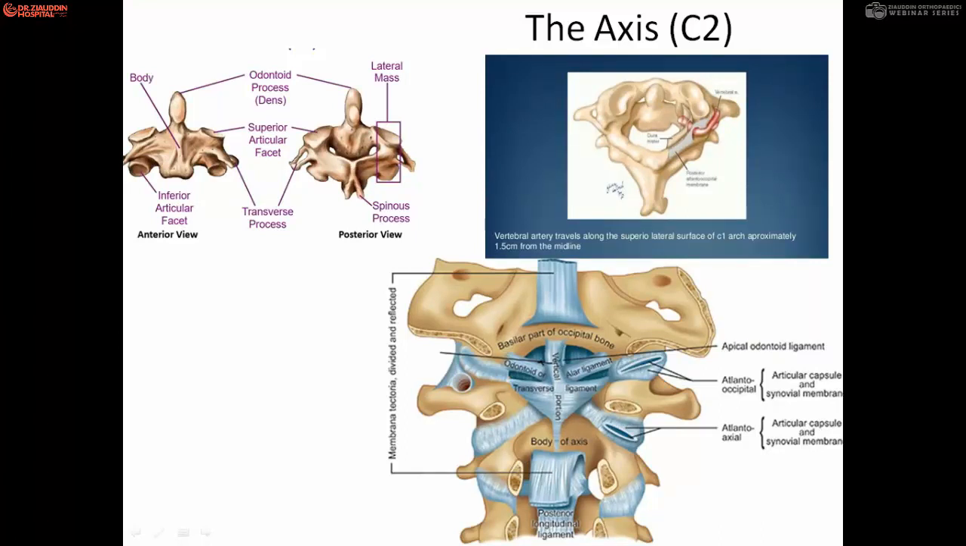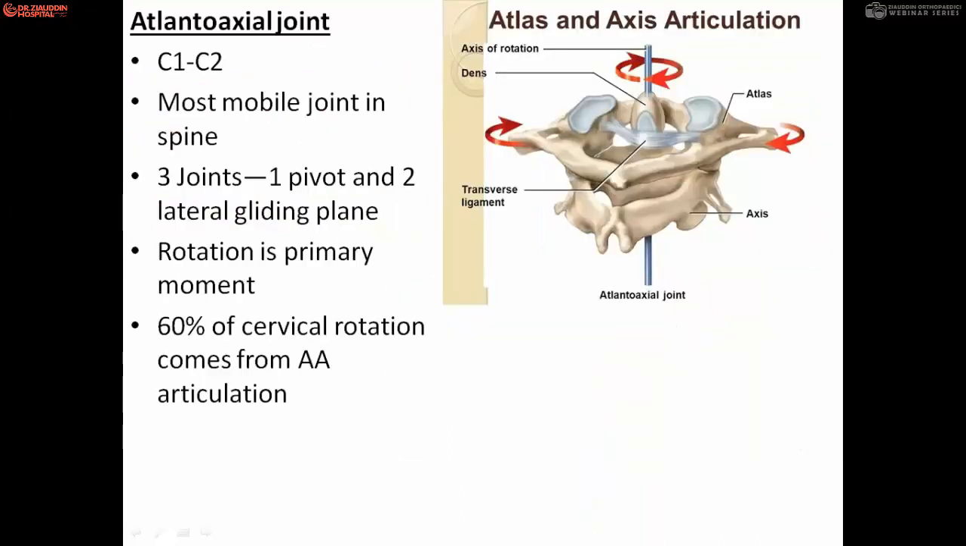The anterior surface of the body of C2 provides attachment to the ALL, and the posterior surface provides attachment to the PLL. The joint between C1 and C2 is the atlantoaxial joint. It's the most mobile joint in the spine. There are basically 3 joints: one is a pivot joint, and two are lateral gliding plane joints. Rotation is the primary movement. So the no movement happens at the atlantoaxial joint, and 60% of cervical rotation comes from the atlantoaxial articulation.